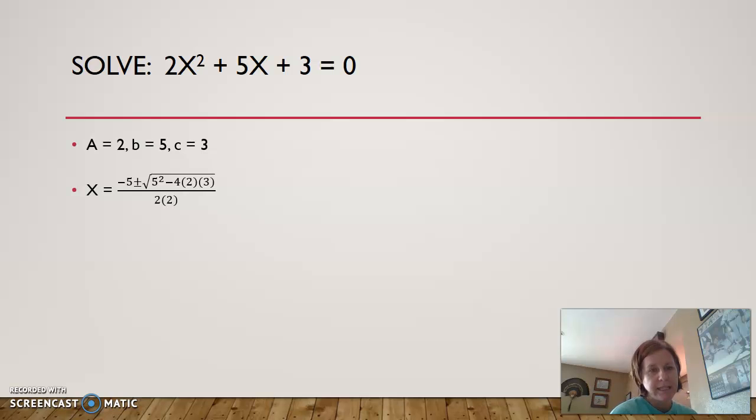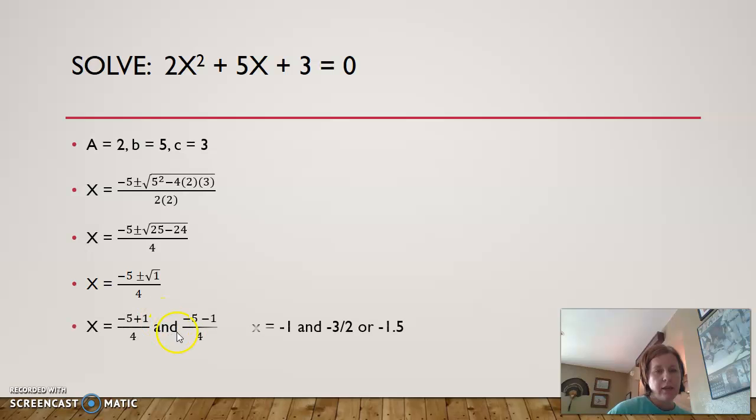Again, this one is pretty easy. We're not really going to need a calculator here. I did 5 squared is 25. I did negative 4 times 2 times 3 is negative 24, minus 24. We're dividing by 4. Negative 5 plus or minus the square root of 1 over 4. And so then negative 5 plus 1 divided by 4 is negative 1. Negative 5 minus 1 divided by 4 is negative 3 over 2 or negative 1.5. Either answer would be acceptable.